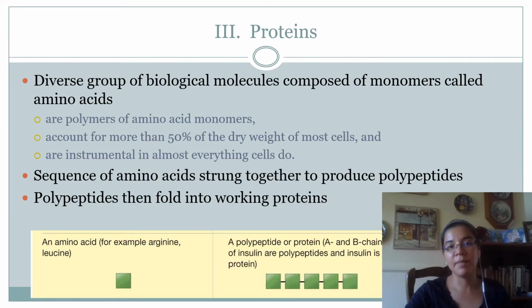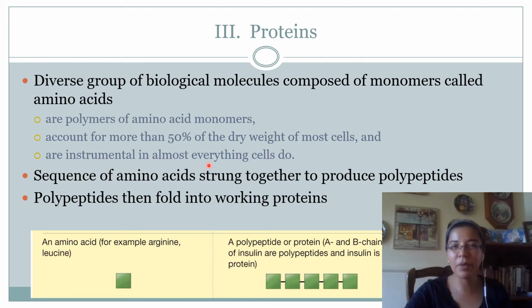Proteins, the next biomolecule, are a diverse group of biological molecules composed of monomers called amino acids. So we have one amino acid here. You link amino acids together and you get a protein. So one amino acid, you link several amino acids, you get a protein, also called a polypeptide. So the monomer is the amino acid, the polymer is the protein. And proteins are very important. They make up more than 50% of dry weight of most cells. So you can see that it's a major component of cells, and thus it will be a major component of your own body. They're instrumental in almost everything we do.